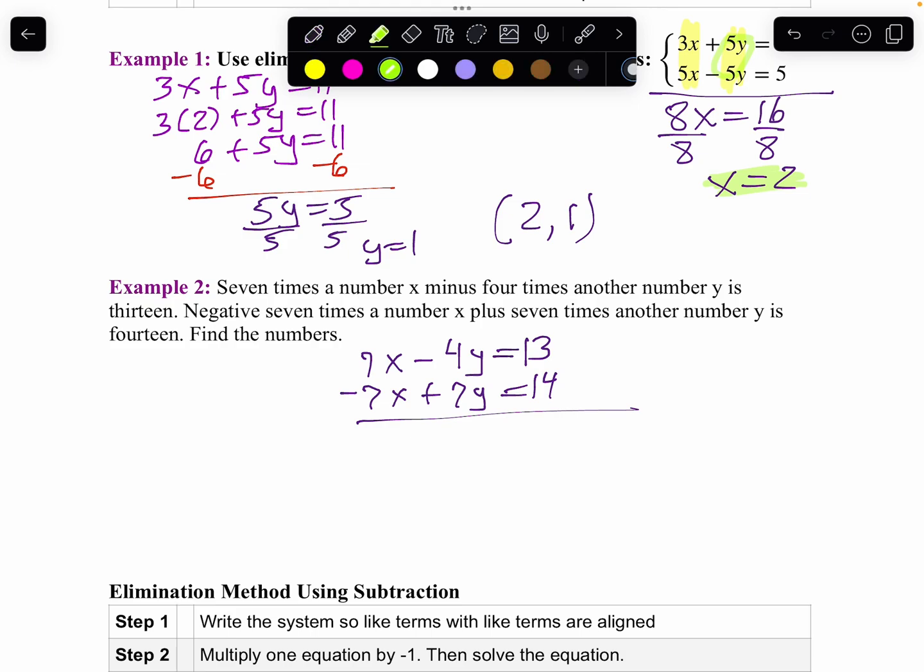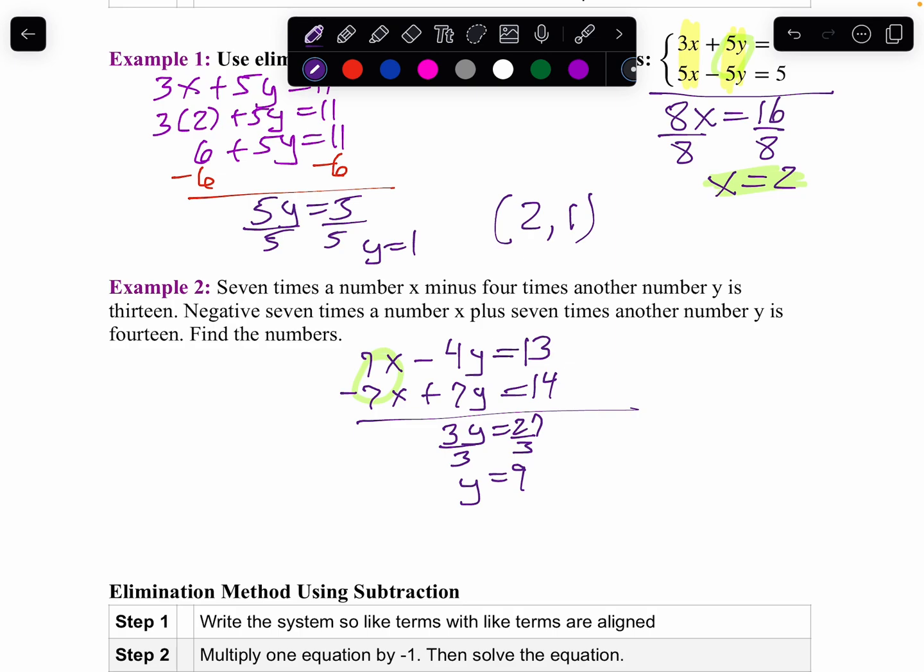Notice, once again, my x's cancel. 7x minus 7x is 0. Negative 4y plus 7y, well, that's 3y equals 27. I will divide by 3. Y equals 9. I found y first this time.